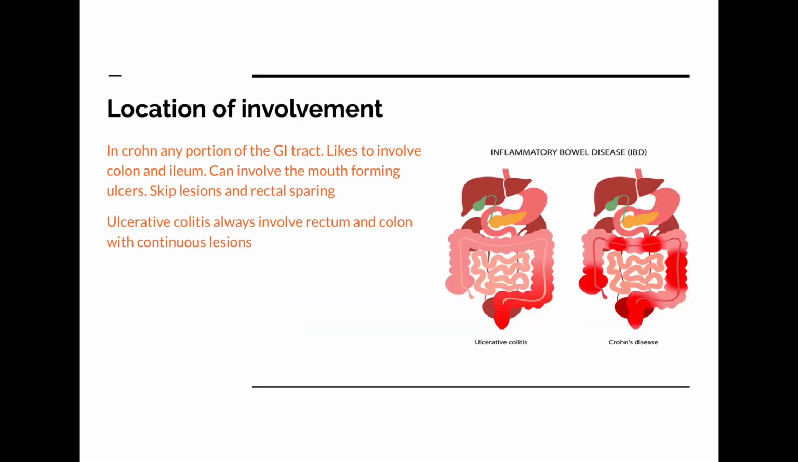One of the very important ways in distinguishing Crohn's from ulcerative colitis is knowing the location of involvement. Crohn's can involve any portion of the GI tract, however, it likes to involve the colon and the ileum. It can also involve the mouth, leading to mouth ulcers. Crohn's is characterized by skip lesions, meaning that the lesions are not continuous. It's also rectal sparing. Ulcerative colitis always involves the rectum and colon with continuous lesions.